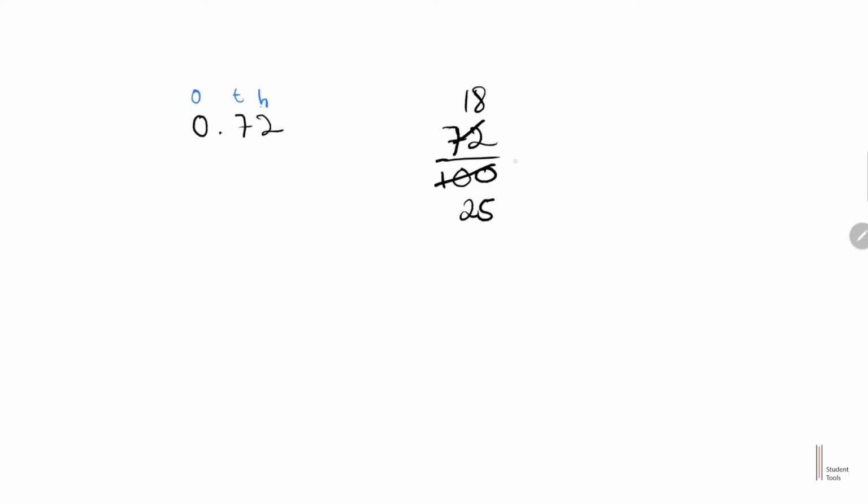Can we simplify this a bit further to a lower form than this? No, I don't think we can. That's just how it is. It is now in its lowest form. So our final answer is 18 over 25. So 0.72 as a fraction in its lowest terms is an 18 over 25. Now let us move on to question 5.